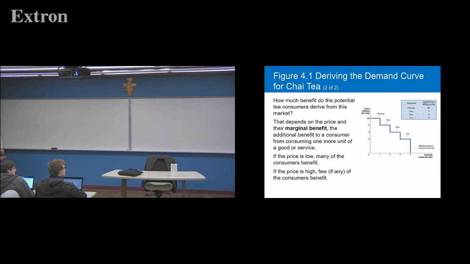Yeah, I don't want to jump too far ahead. So, how much benefit each tea consumer gets in this market depends on the price and on their marginal benefit. So the benefit they get from that next cup of tea compared to the price of that next cup of tea. So if the price is low, obviously a lot more consumers are going to benefit. If the price is high, few if any are going to actually benefit.